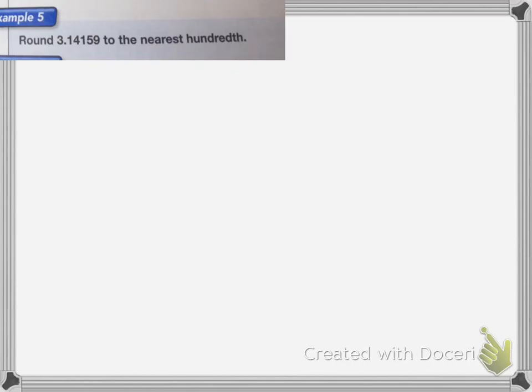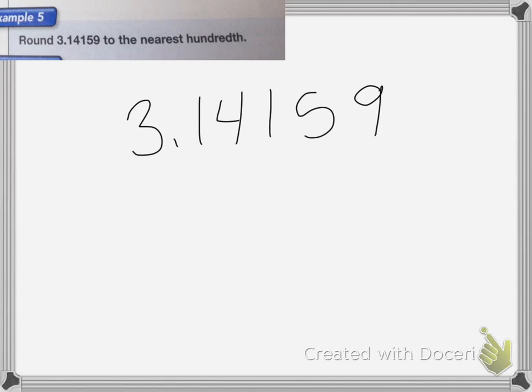Alright, now we're going to work with rounding. So I need to round this number to the nearest hundredths place. So with rounding, you're going to underline the number that you'll be rounding. So in this case, the hundredths place is my 4. So the 4 is the number I'm going to round. The number to the right of the 4 is going to tell me how I will round it. So the number to the right is this 1.